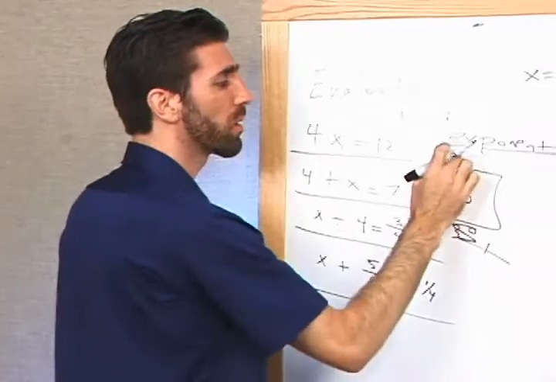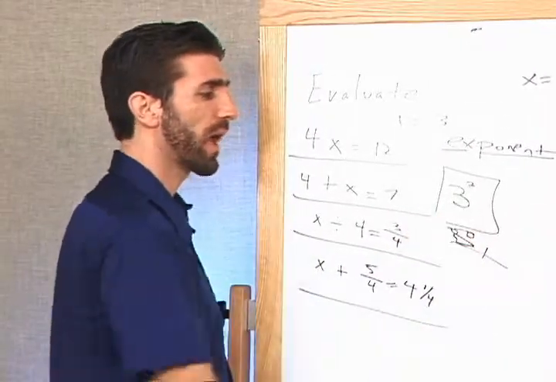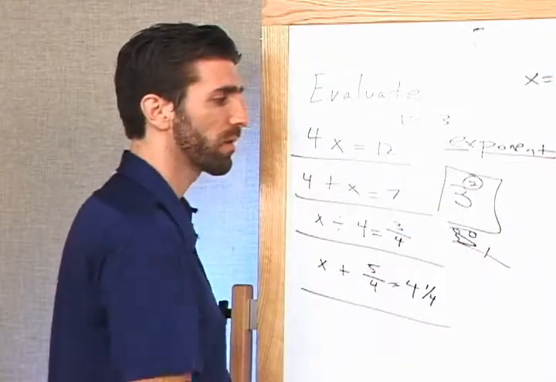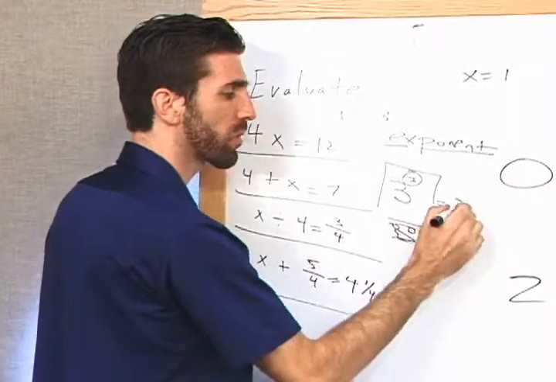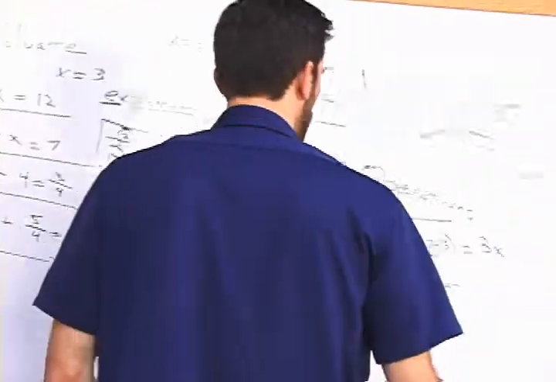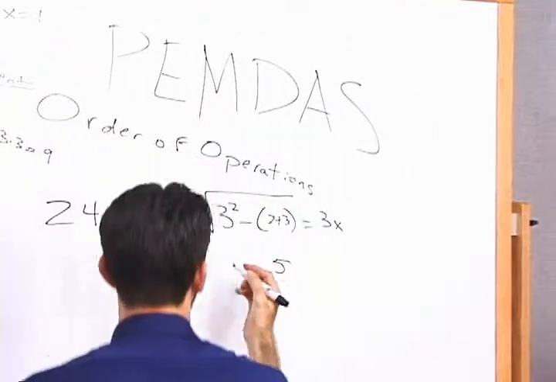E-X-P-O-N-E-N-T. So we have 3 squared. The exponent in this case is the 2. And again, that just tells you how many times to multiply the base by itself. So in this case, 3 squared equals 3 times 3, which just equals 9. So here we have 3 squared, so that would be the next thing we want to do. And that would be 9.